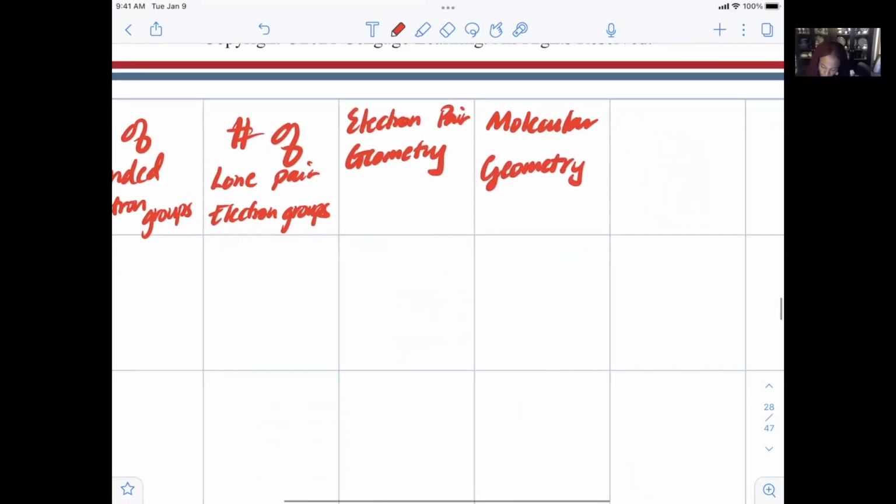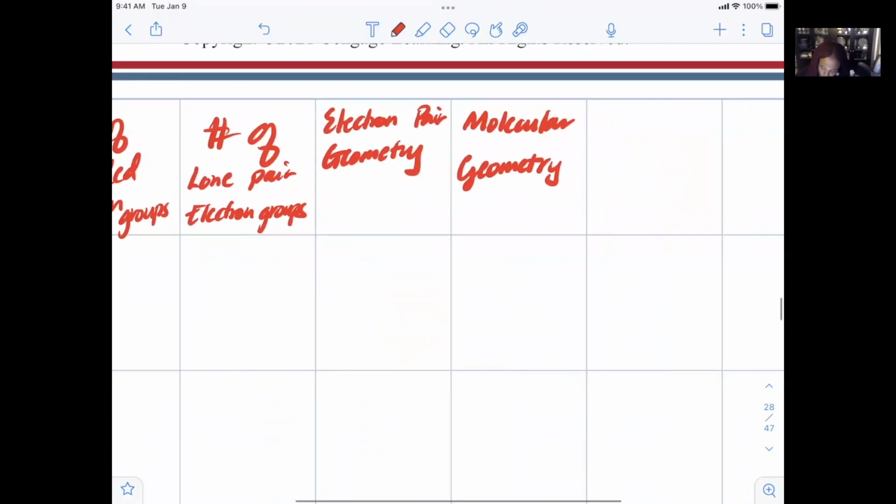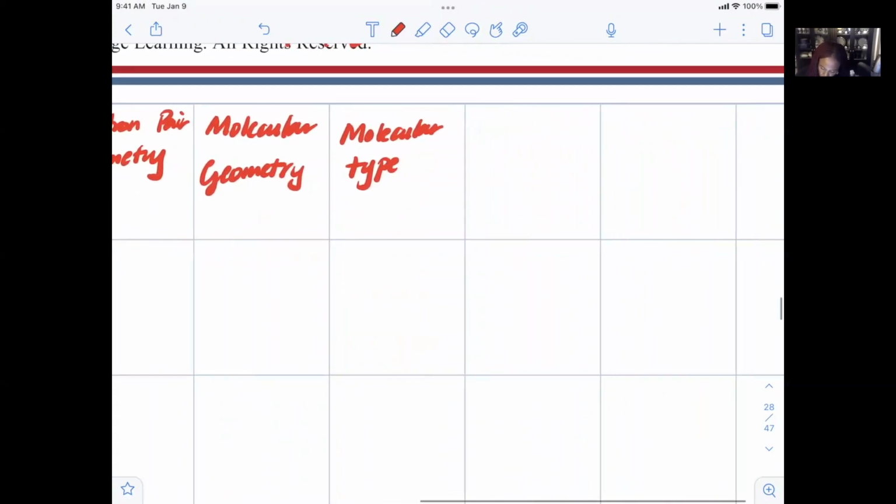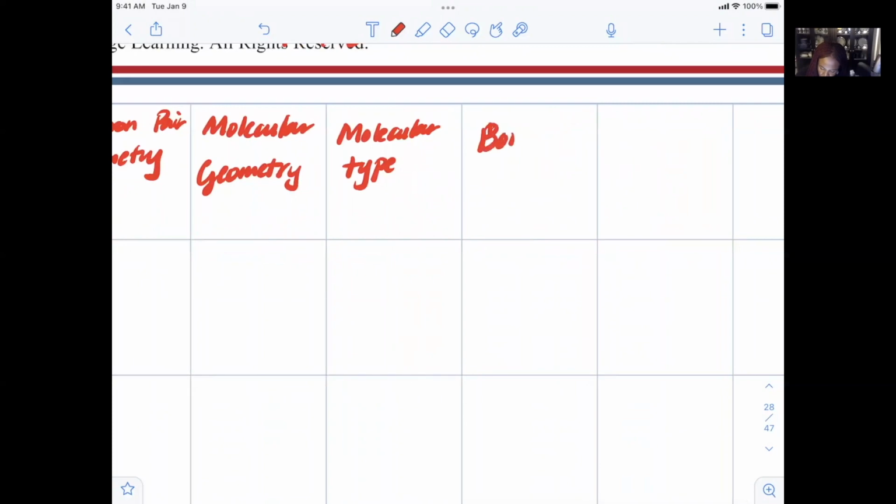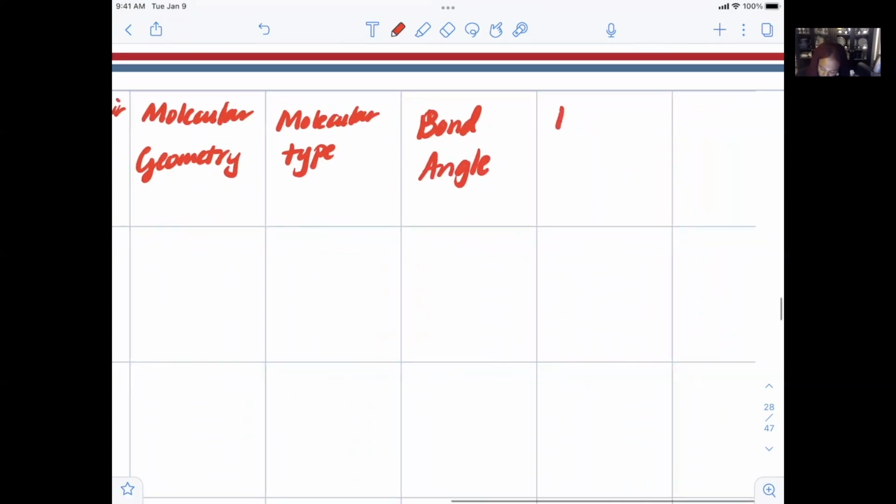And then from here, we will do molecular type. And then we'll do bond angle. This is the angle between the bonds. And then finally, we'll answer the question, is the molecule polar or non-polar? And this will essentially cover the remainder of the chapter.